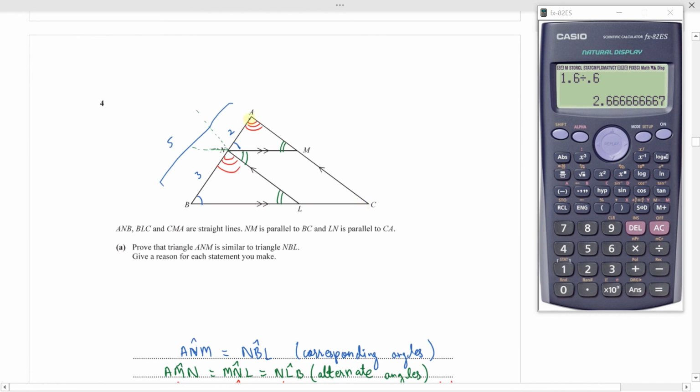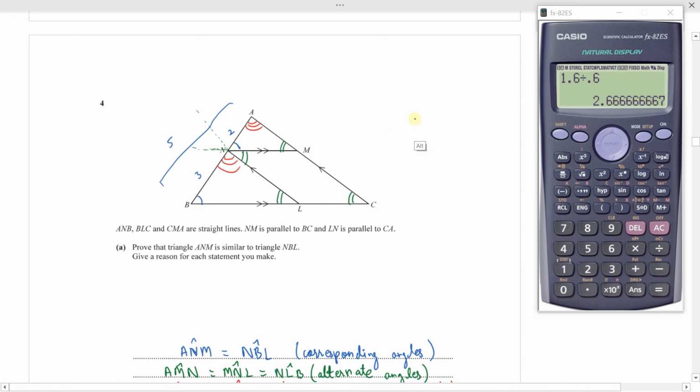So if you look at this triangle ANM, it is also similar to triangle ABC, because this angle is also equal to this green angle. So this will also be the same, because if you look at these two parallel lines, this is a line which is parallel to this line. This line is passing through these two parallel lines. So this angle will equal to this angle, because these are two corresponding angles.